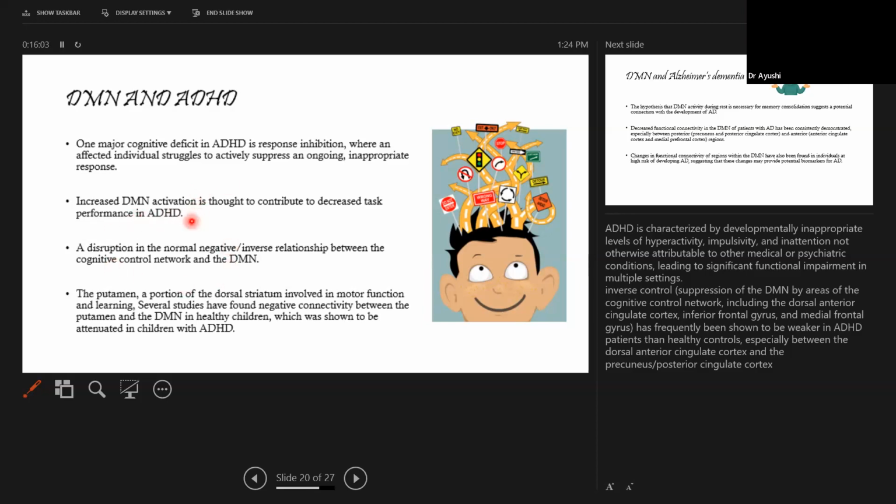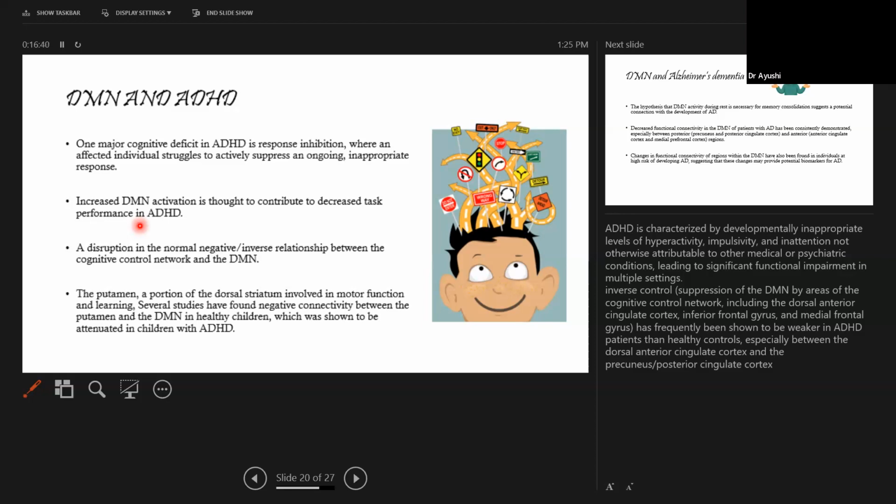Now, according to studies, there is increased default mode network activation, which contributes to decreased task performance in ADHD, because as I mentioned, between the central executive network and the default mode network there is an inverse relation. Normally there is this inverse relation, but in children with ADHD, this inverse relation is weakened. So the child is not able to suppress the default mode network whenever there is any cognitively demanding task. So there is more default mode network activity.